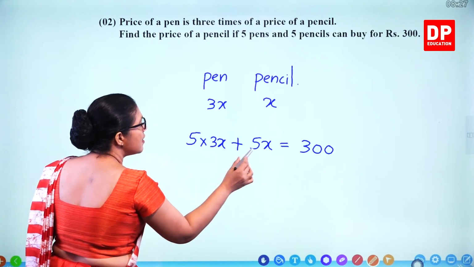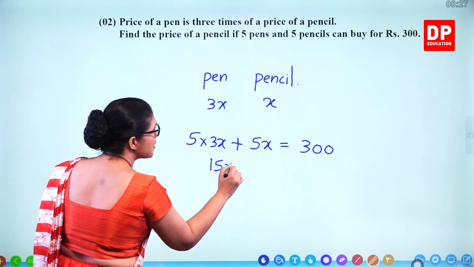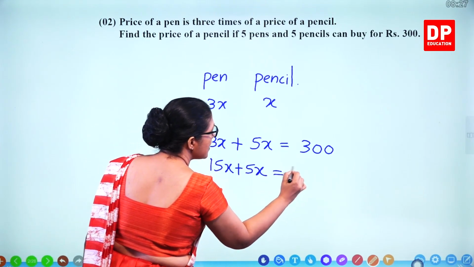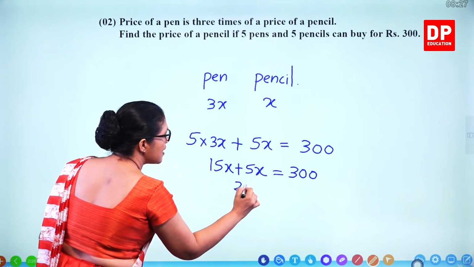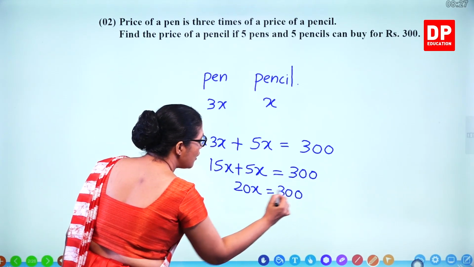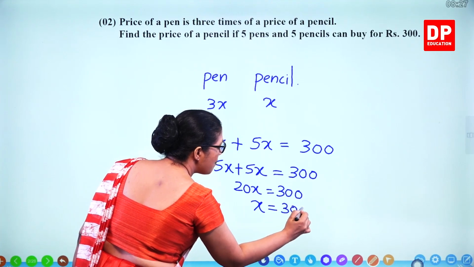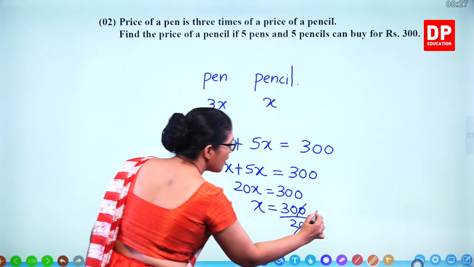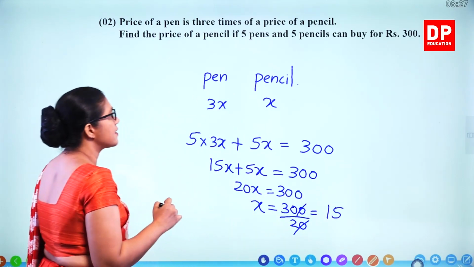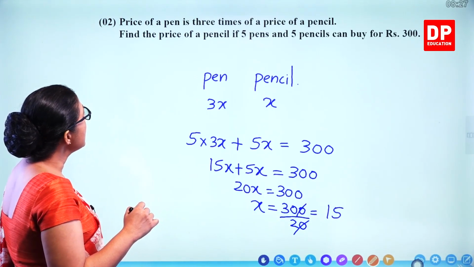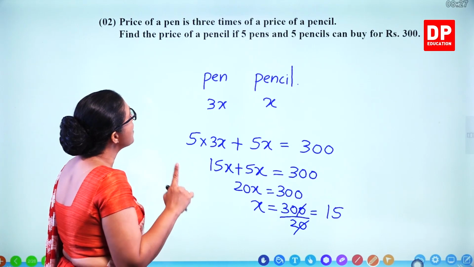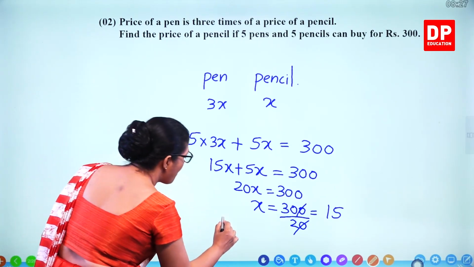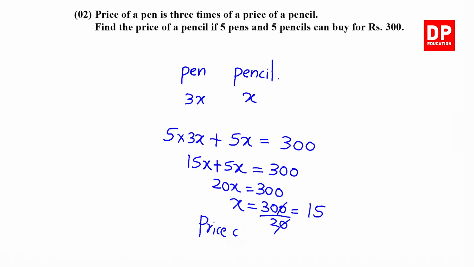So you get an equation. 15x plus 5x becomes 20x. 20x is 300. So what's the value of x? 300 divided by 20. You get 15 as the answer. So x becomes 15. So that's the price of a pencil. So price of a pencil is 15 rupees. So 2 marks for that.